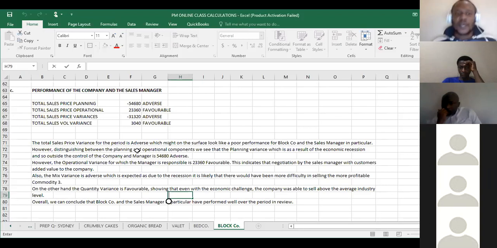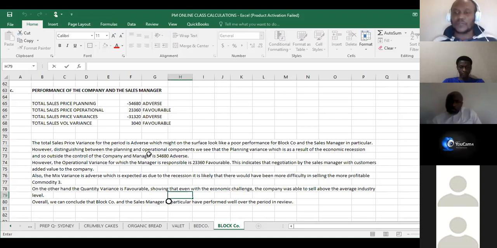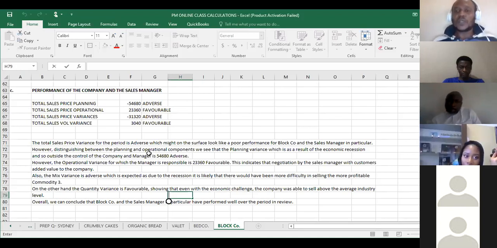Our total variance is adverse, so that looks ugly, especially the sales variance. However, if you separate it between operational and planning, the planning part being the part that you can't blame the manager for, the operational part being the part you can blame the manager for. Also, if you're not talking with respect to the scenario, they've told you about economic recession. Any other thing you're trying to assume in your discussion is now not very value adding because that's not what they've told you. It's easy for you to use that economic recession to explain some of the reasons why things have happened. The planning variance, as expected, is going to be adverse. You don't need to look for anybody to blame for that.